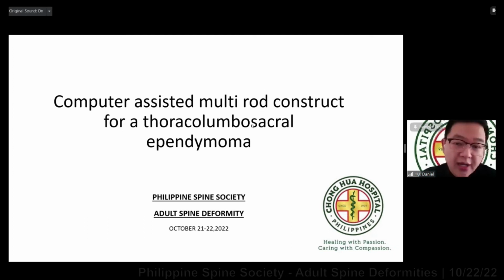Hello, good morning. Thank you for this opportunity to present, entitled Computer-Assisted Multi-Rod Construct for a Thoracolumbar Ependymoma.